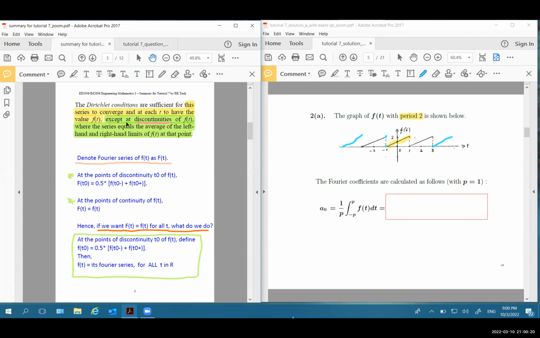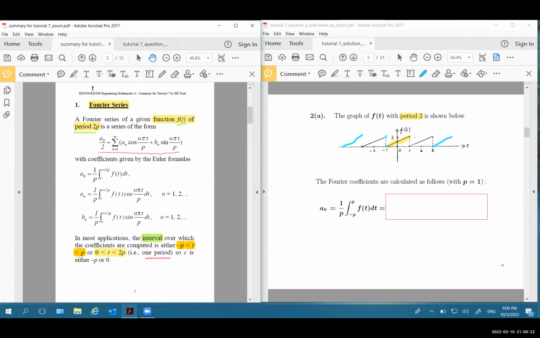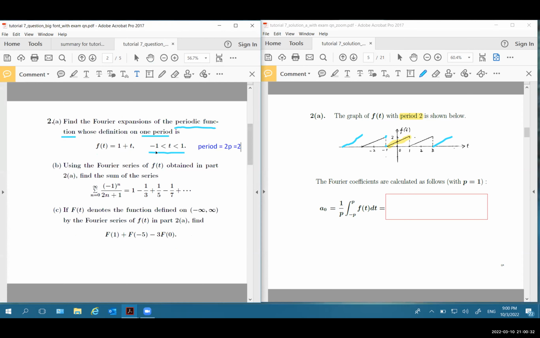So let's go back and find the a0. Now a0 is 1 over p, then you integrate over 1 period. Now here, our 1 period is -1 to 1. And we also know that p is 1, so this is the case minus p to p. All right, so it's just -1 to 1. So here we put in the function, then integrate.